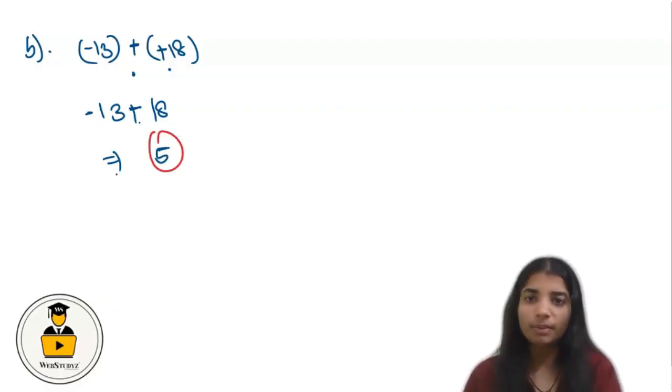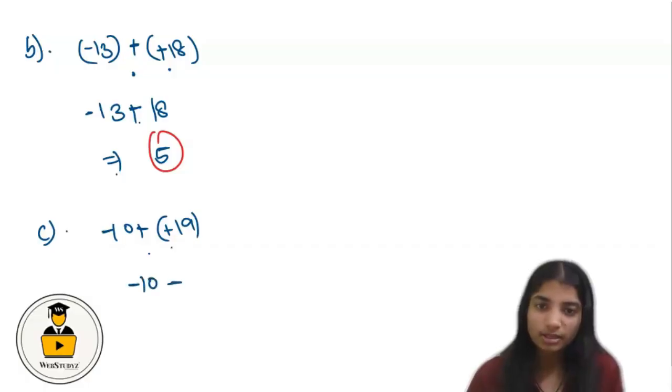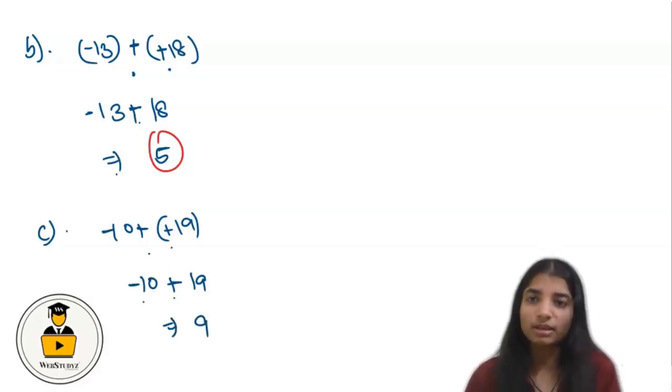Now let's move to the part C. This is minus 10 plus 19. As we just discussed above, plus becomes equals to plus. So this from here is equals to minus 10 plus 19. We are going to subtract 10 from 19. So that from here becomes equals to 9. So we can say that 9 is the answer to the part C of this.